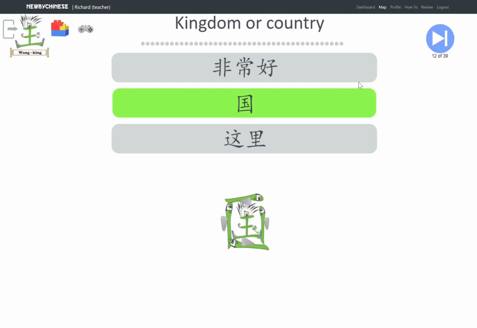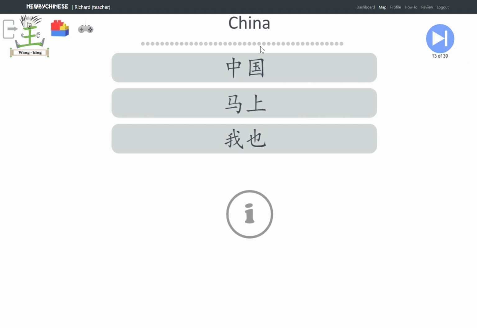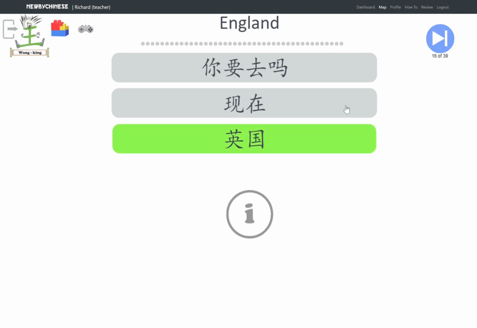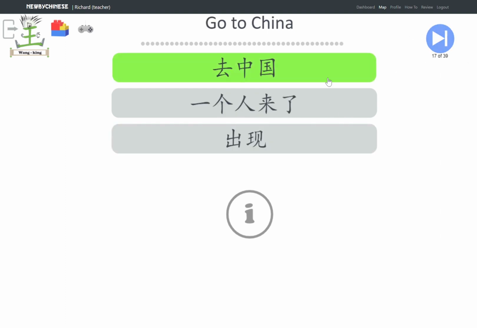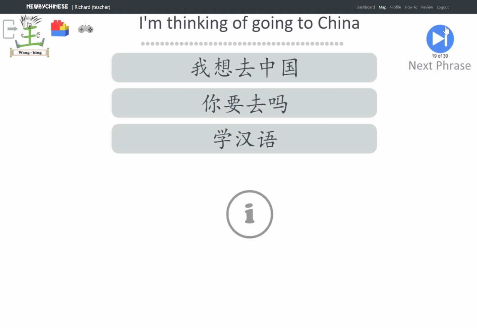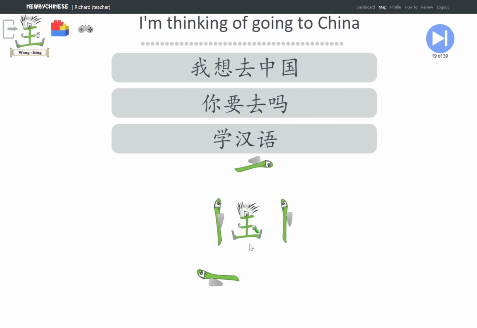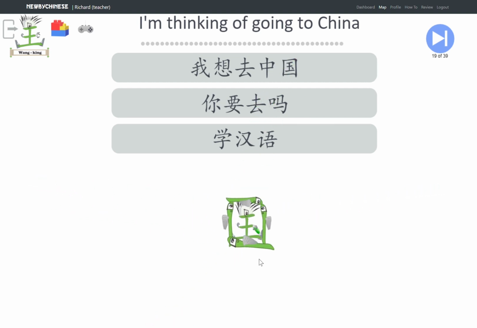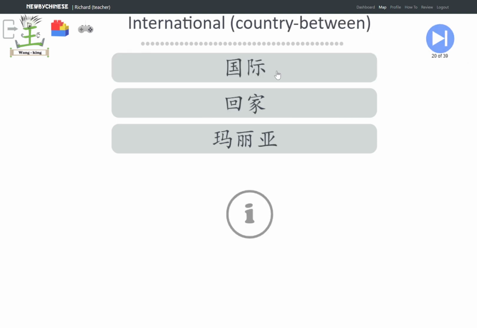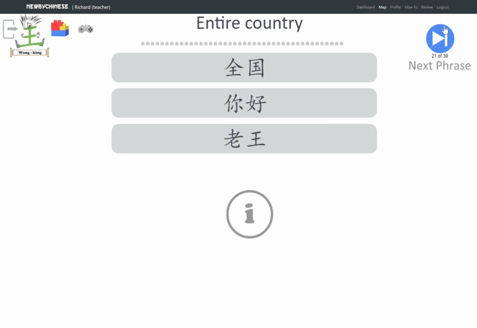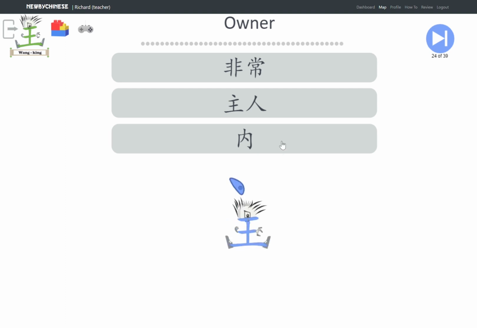Kingdom or country? Okay, yeah, okay, China, okay, America, France, England, boom, great, go to China, choose what? Excellent, go to America, I'm thinking of going to China. Now, they won't have any issues recognizing these, and they'll have built up a sense of context. Kingdom or country? And now Kingdom, my country. They view this as probably a part of a country name, as in China, America, whatever. Okay? International, 国际. Okay, entire country, 全国. Domestic, foreign, owner. Okay, owner, forget that. Owner or host. Oh, yeah.